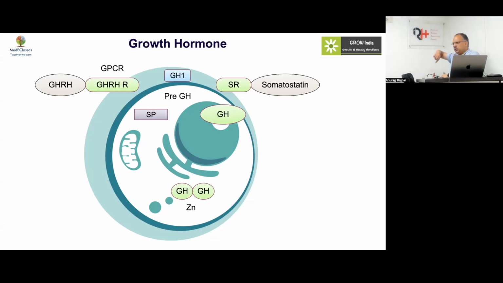So these pulses of growth hormone are largely due to somatostatin or GHRH. So when your somatostatin level goes down, GH is released. When it's high, it is not released in that regard.